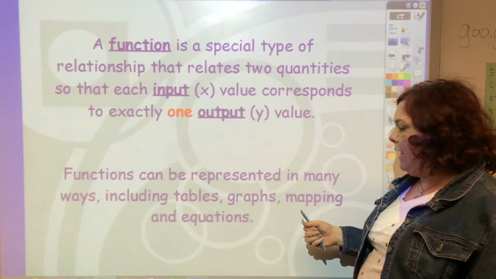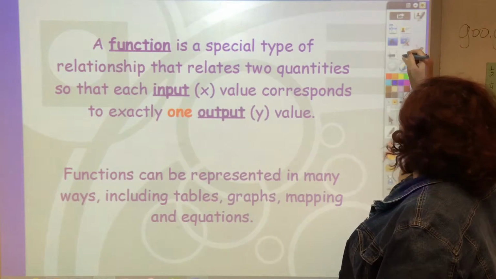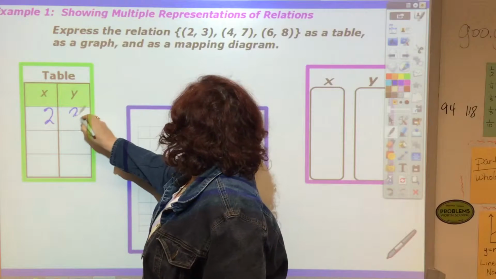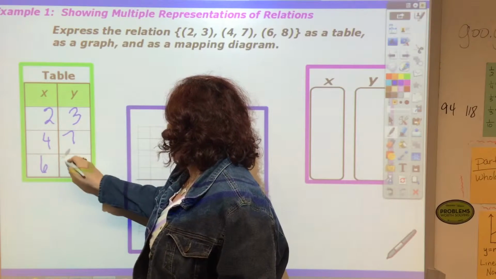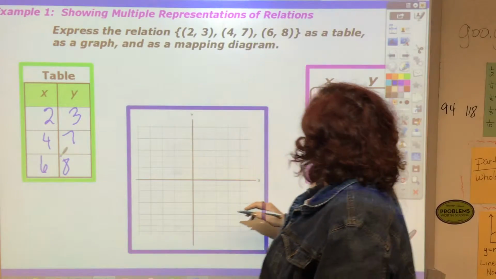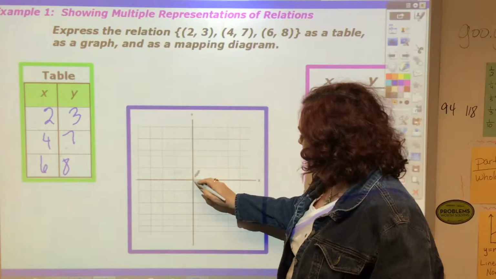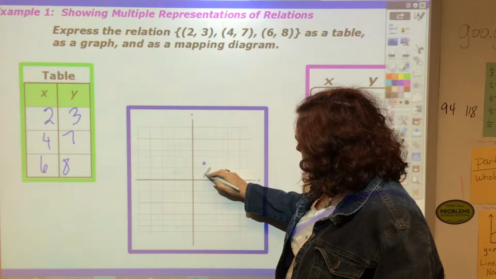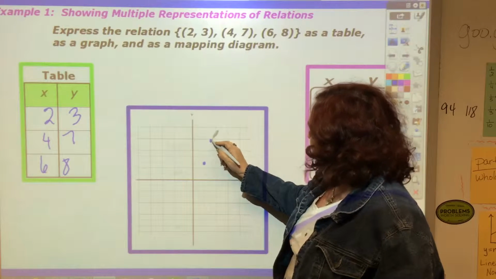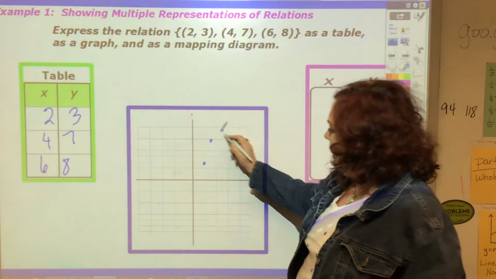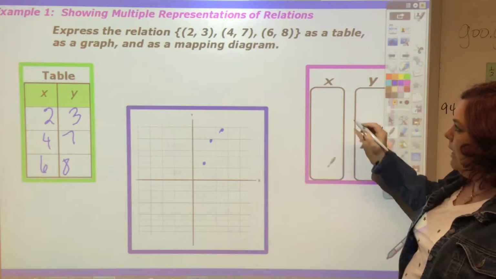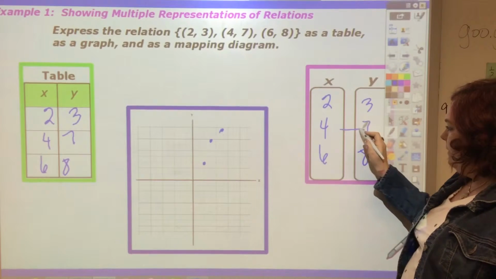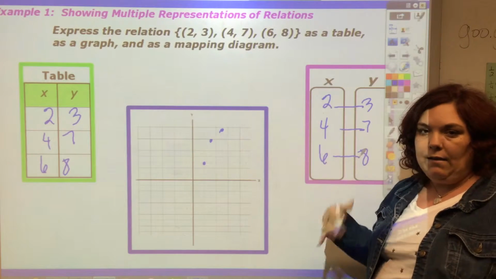Functions can be represented in many ways, including tables, graphs, mapping diagrams, and equations. You might see this information in a table like 2, 3, and 4, 7, and 6, 8. You might see it on a coordinate plane, with those same points plotted. And you might see it in a mapping diagram, with 2, 4, 6 on one side and 3, 7, 8 on the other, and lines going to the numbers.